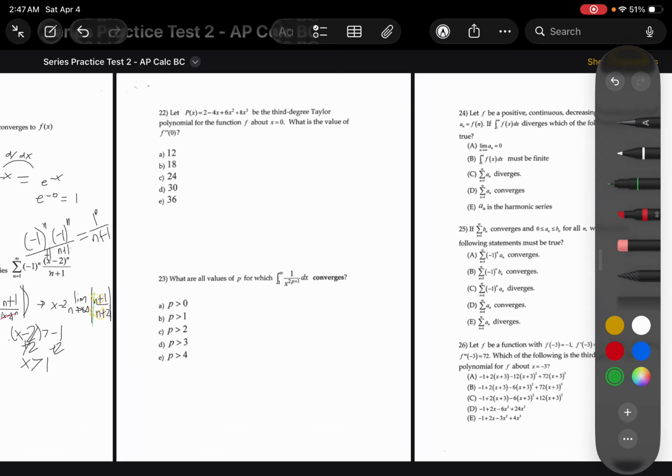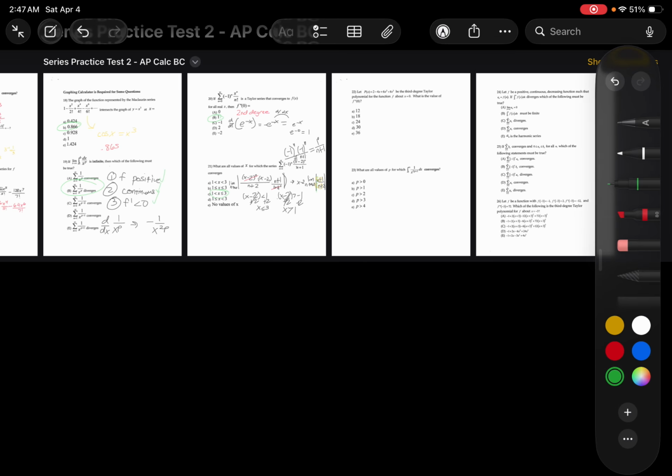All right? Moving on. We have 2 more pages left. We're almost there.